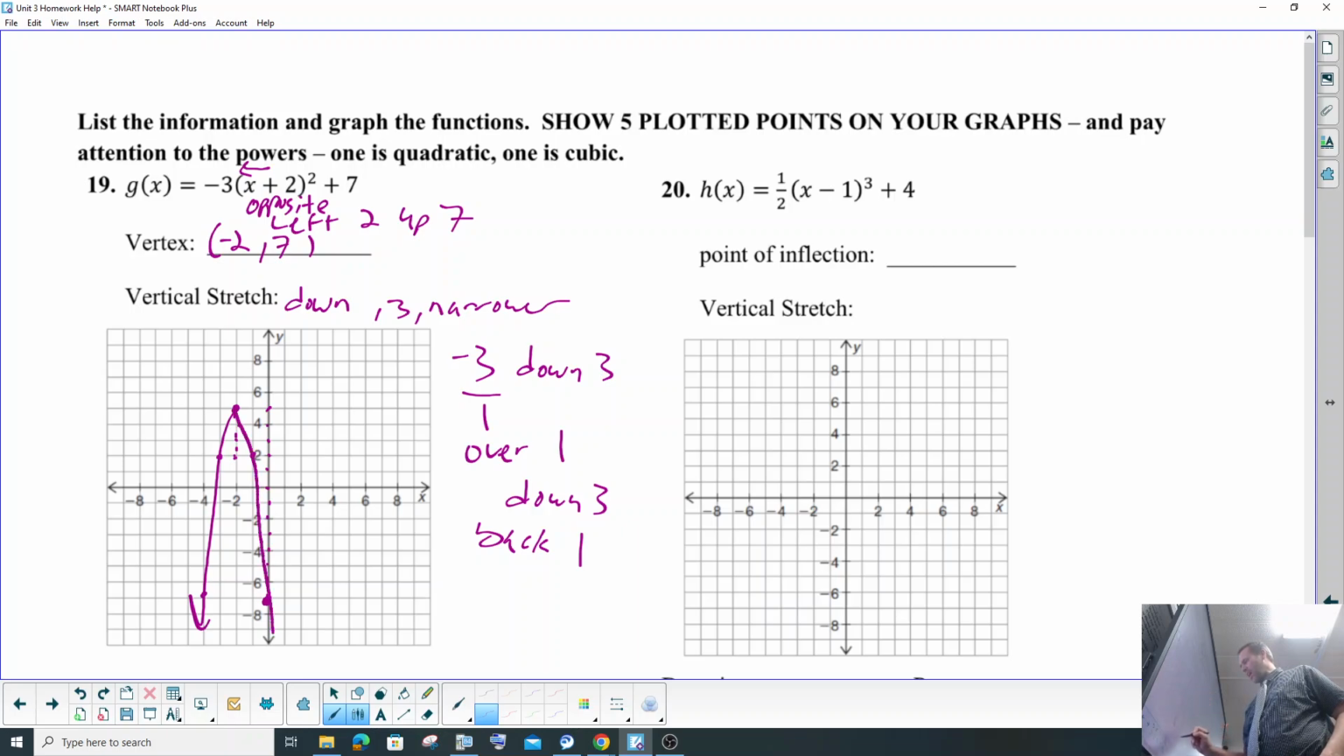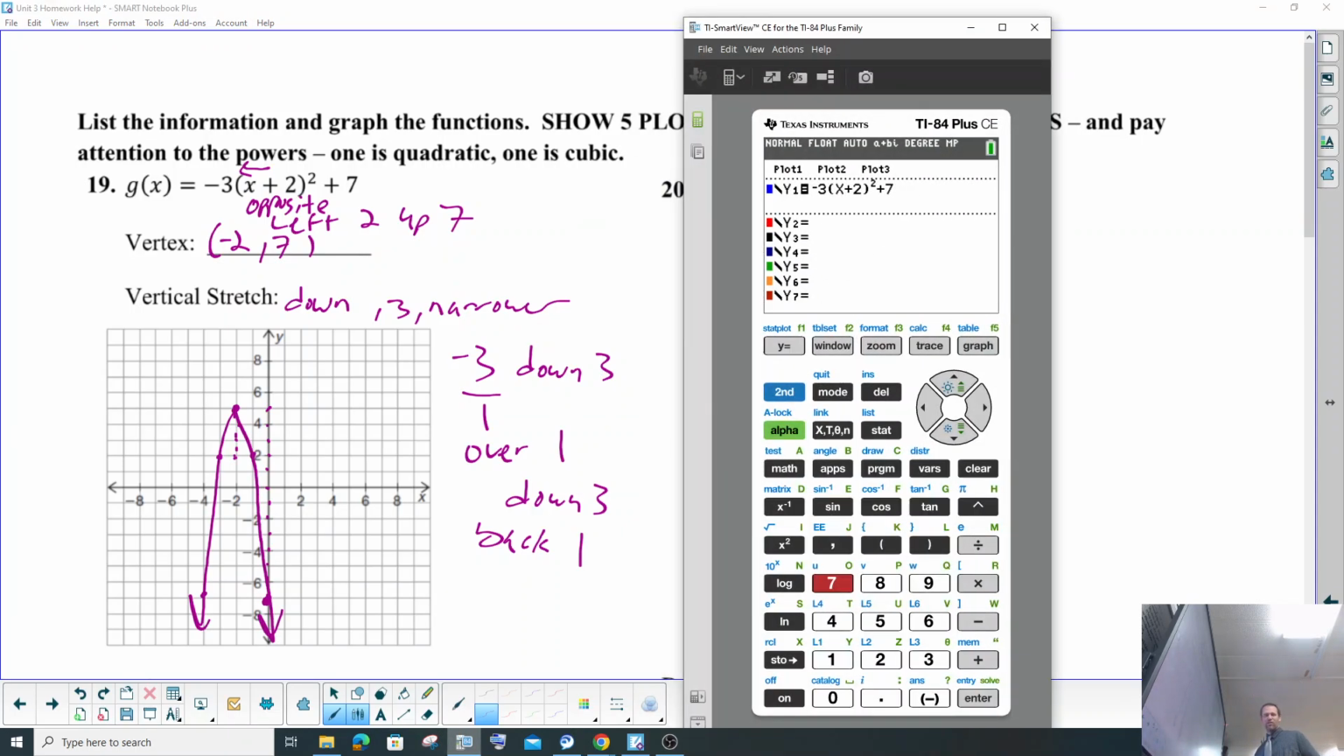You don't believe me? Well, look at my calculator. I'm going to graph it for you. So there's our equation. Plug it into your calculator. So we're going to graph it. We're going to zoom 6. And so there it is, way down there, at -5.